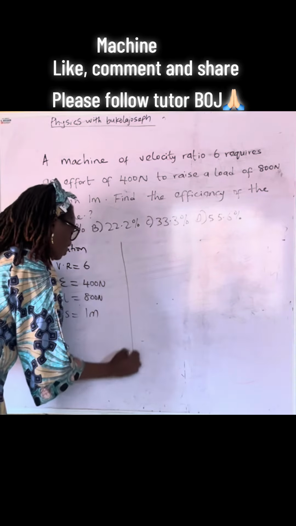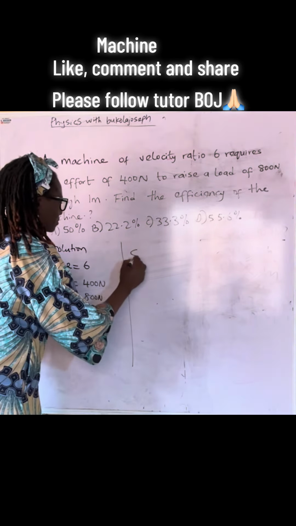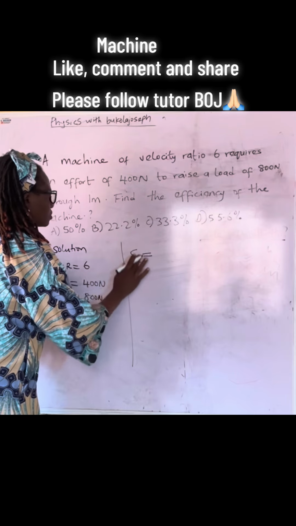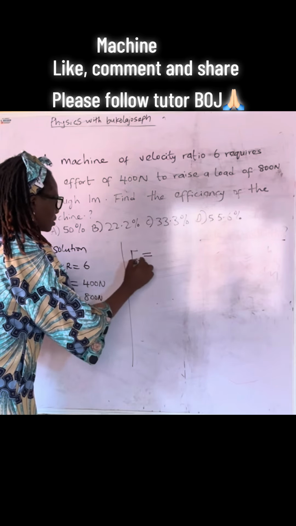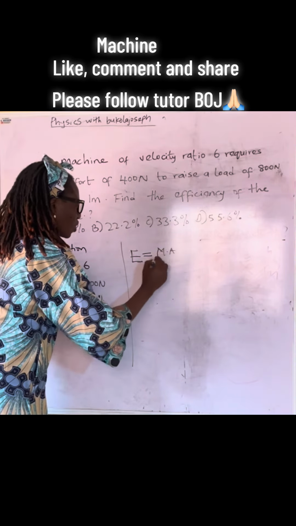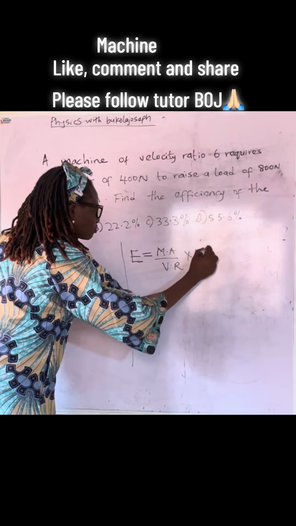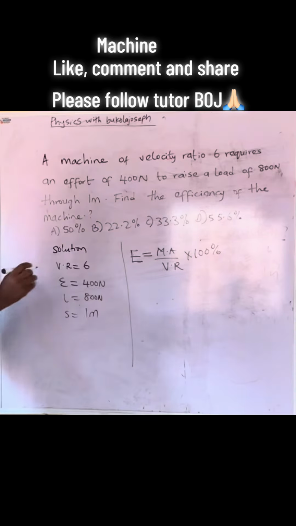All right. So what formula can you remember that has to do with machine efficiency? Efficiency is equal to mechanical advantage all over velocity ratio, times 100%. This is the formula.